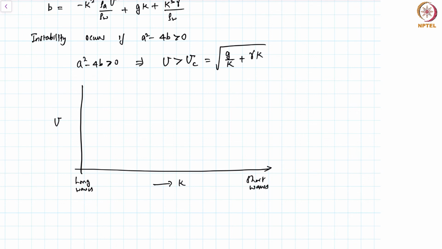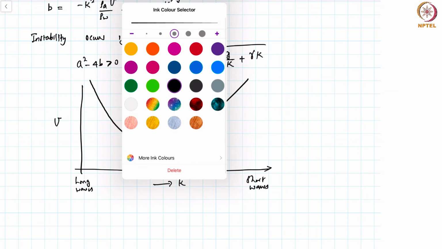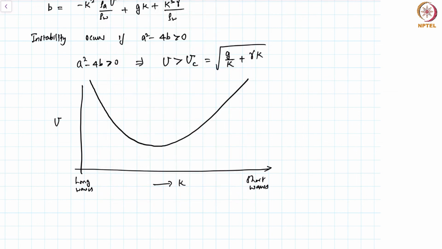So if you look at this expression that we have here, U critical versus K, then the curve essentially would look like this. At very, very small K, this value is very large, but then it hits a minimum, and then again it increases linearly, right? So what we want to find out is the value of this minimum.